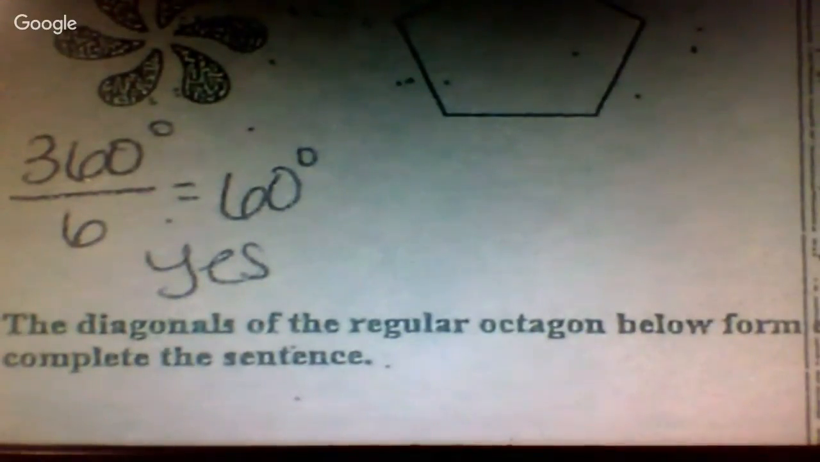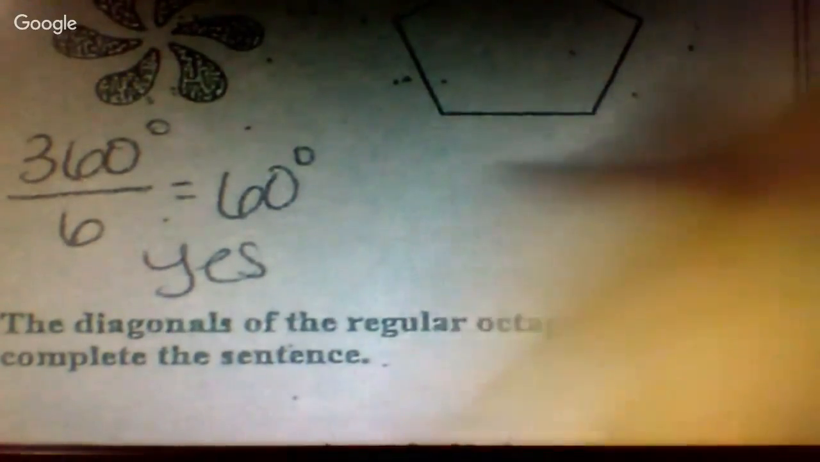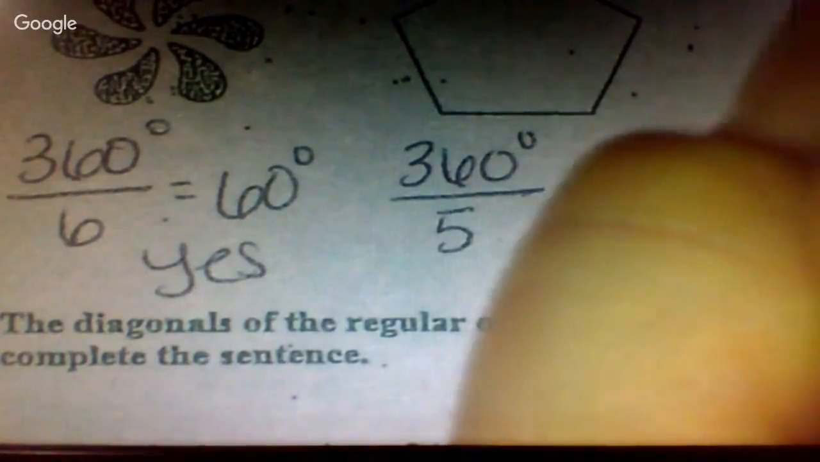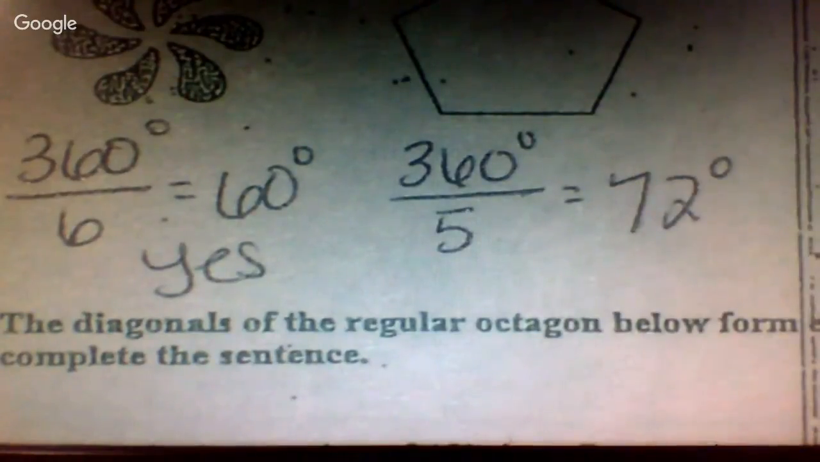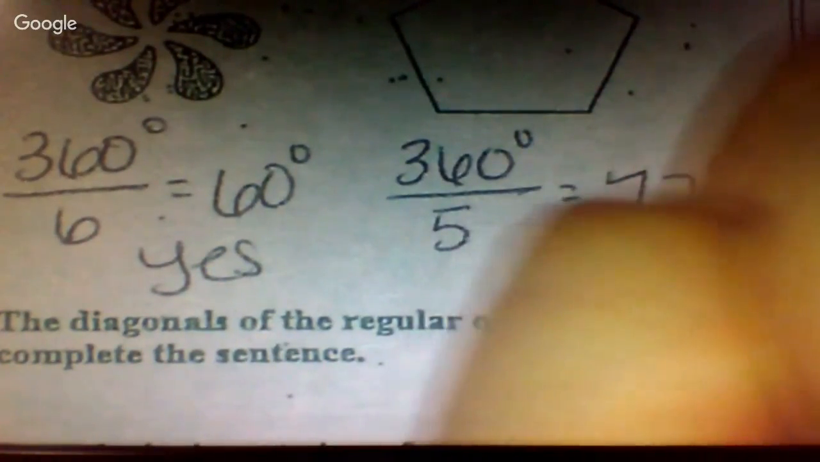Okay. Number 2. You say no. This one is going to be a yes. What am I going to divide by this time? 5. I've got 5 points around. So 360 divided by 5. So it has 72 degrees rotational symmetry.